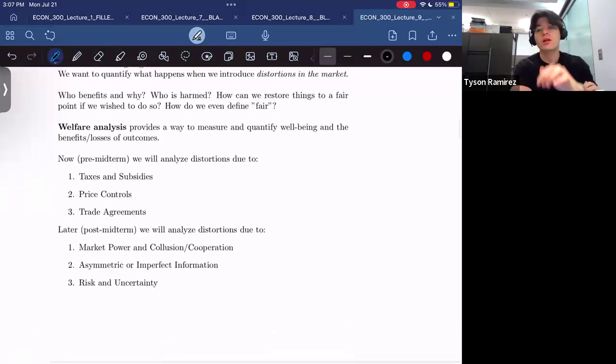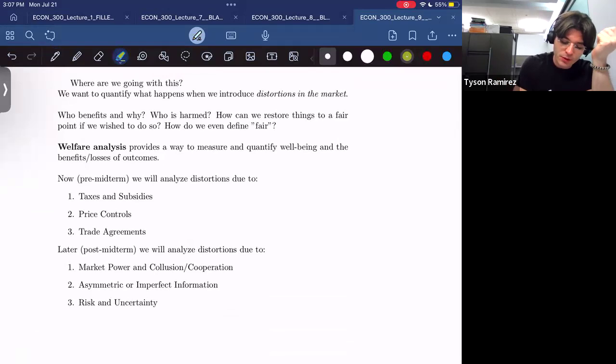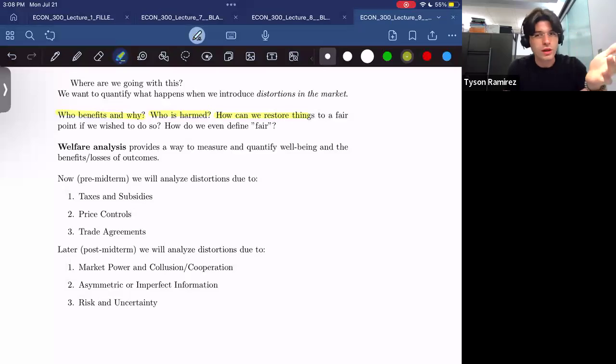Economists care about how we measure things when there are distortions in the market. What are things looking like and what can we do? Specifically, we want to look at who is benefiting, who is harmed, and how we can restore things. In fact, do we even want to restore things? To restore things implies that we think this outcome might be unfair. But then how do we even define fair?